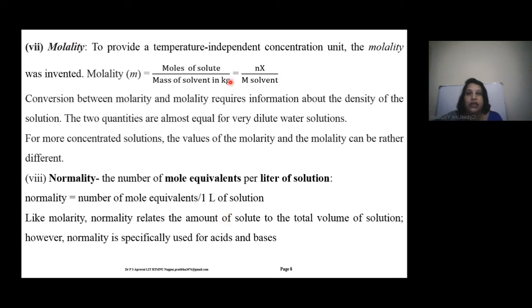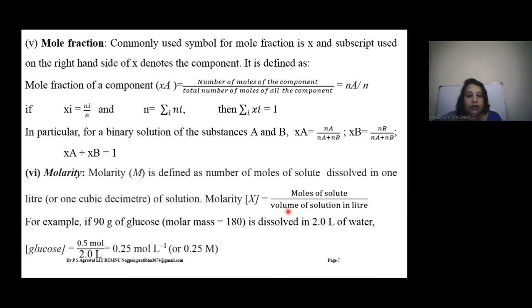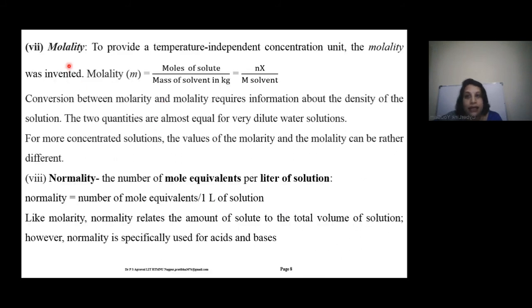Now molality, it is temperature independent. The problem with molarity was it was temperature dependent. So we come to molality, that is temperature independent. Molality is defined as number of moles of the solute per kilogram of the solvent. Now this will not change with the temperature. Molarity is a function of temperature. Volume depends on temperature, but the mass does not depend on the temperature. That's why molality is independent of the temperature.